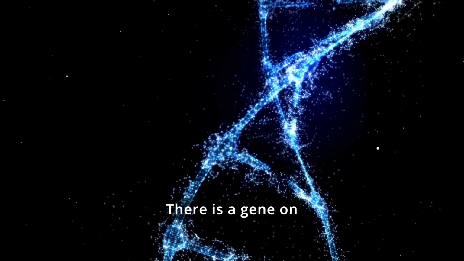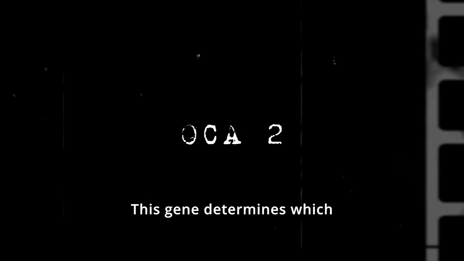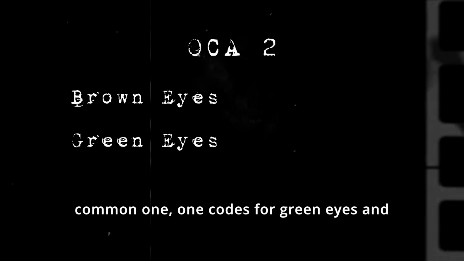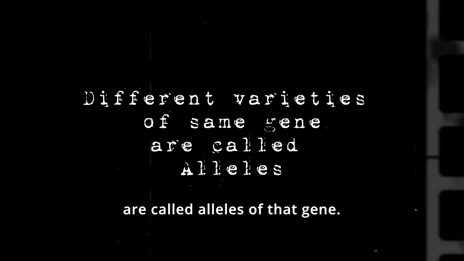There is a gene on chromosome 15 called the OCA2 gene. This gene determines which color of eyes you will have. And there are 3 varieties of this gene. One that codes for brown eyes, the most common one, one that codes for green eyes, and another one for blue eyes. Such different varieties of the same gene are called alleles of that gene.